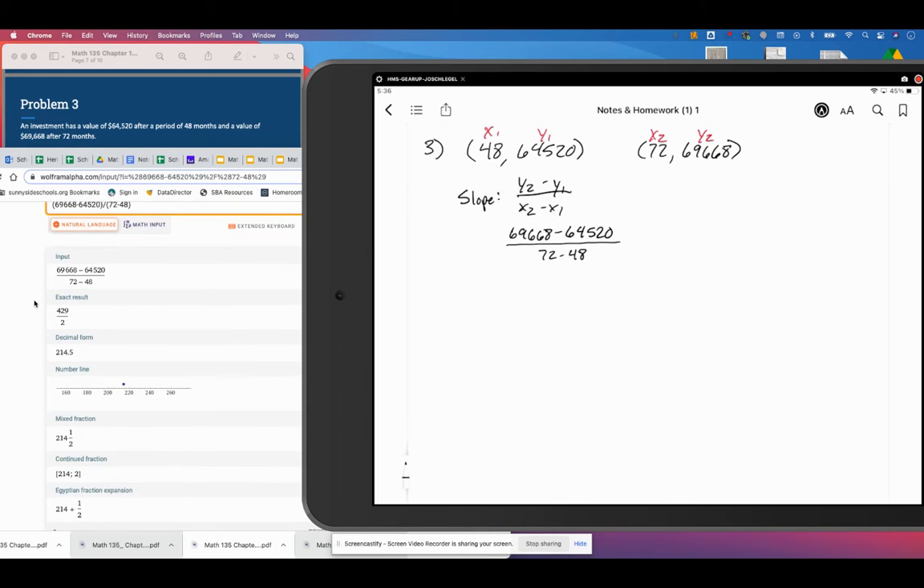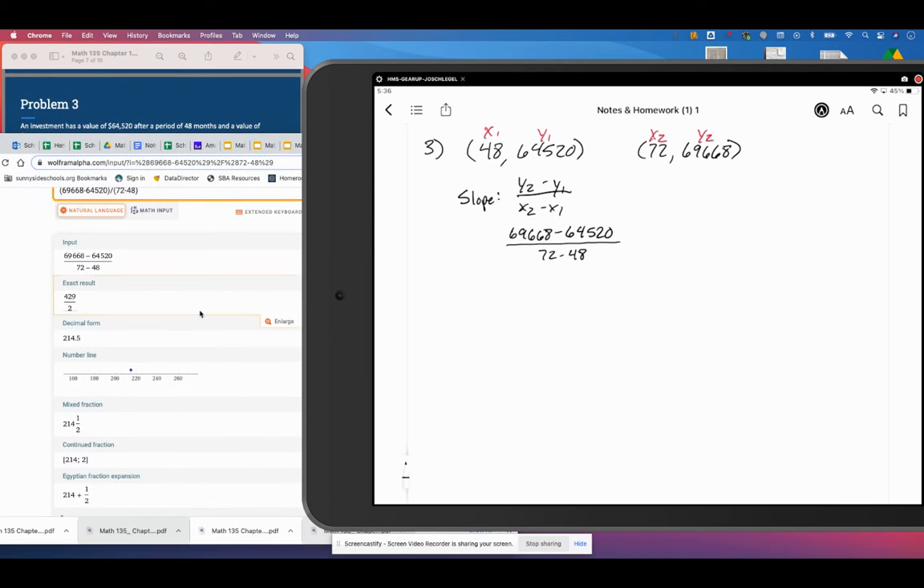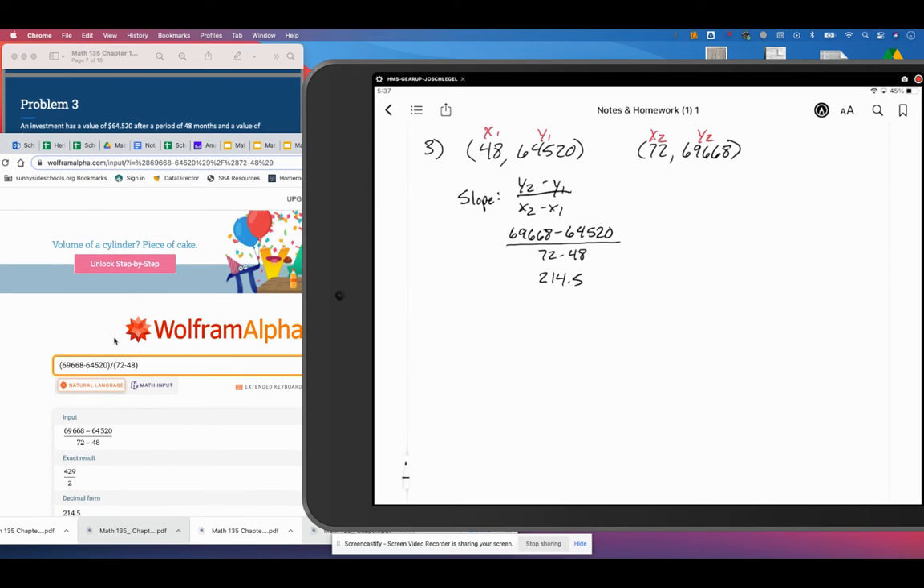We end up with an exact result of 429 over 2. I'm going to get the approximate value there. Oh, they did give us a decimal form already, 214.5. So I will go with that, 214.5 as our slope. And so we can put that into slope or point slope form.